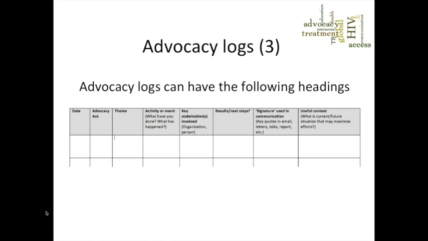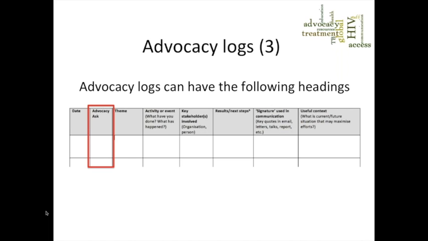So advocacy logs have a number of very generic headings. You can do it in a Word document, some people do it in Excel, whichever way you feel most comfortable. But it's a series of columns. It's got the date, the asks, the theme, the activity or events, key stakeholders. You can see what's written there.